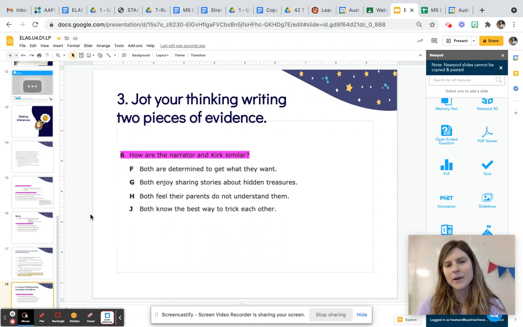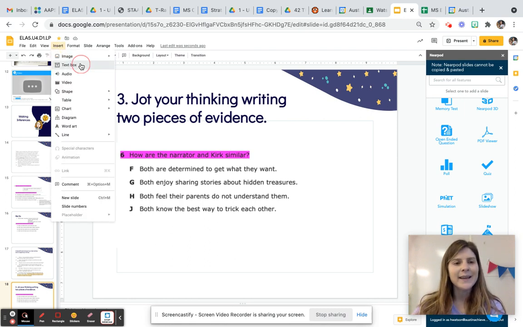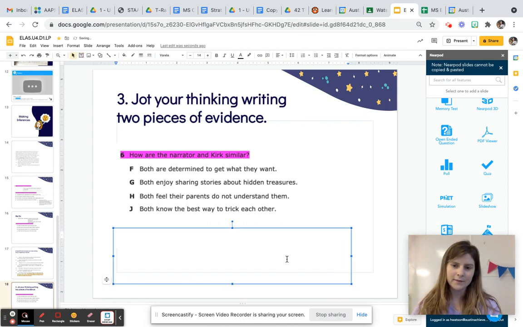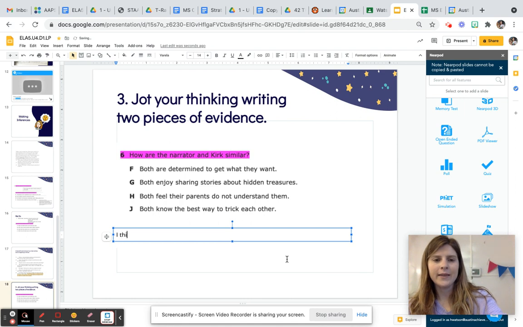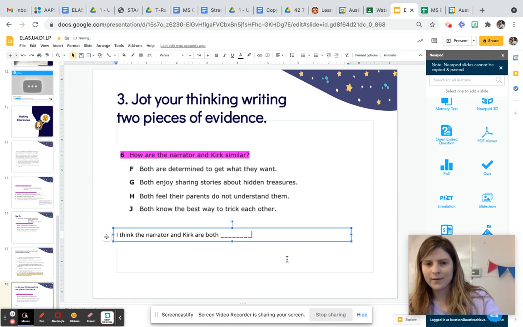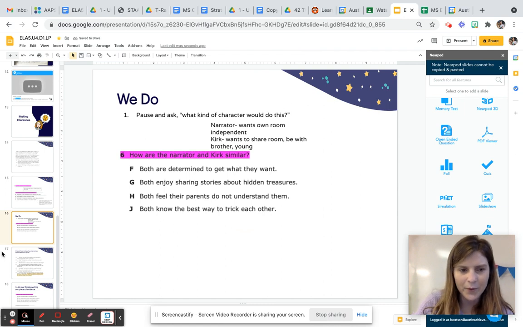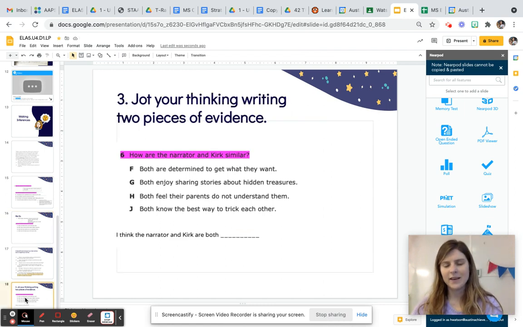Okay, step 3, we're going to go to jotting your thinking, writing 2 pieces of evidence. Okay, so if you're in person, you're writing on your paper, question 6. If you are a distance learner, you are writing this on your doc. Okay, I think the narrator and Kirk are both blank. Okay, and I would look back and see what I had written before. Pause the video, give yourselves a moment to do that.